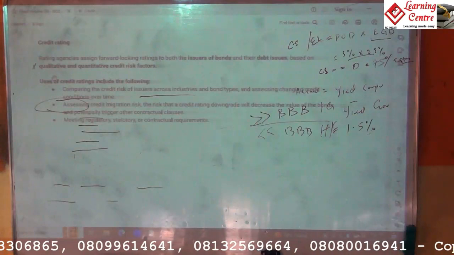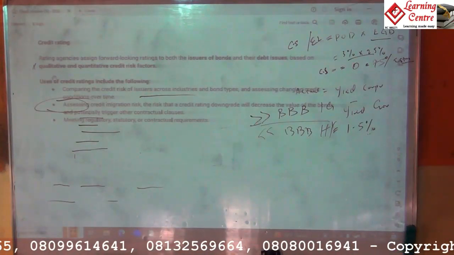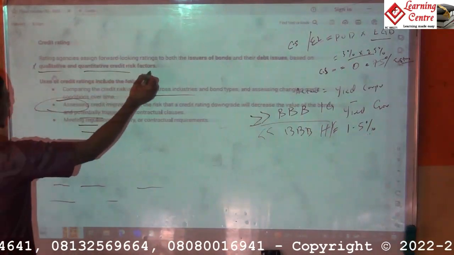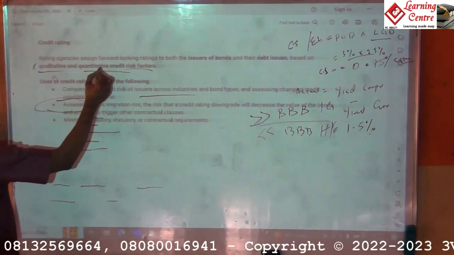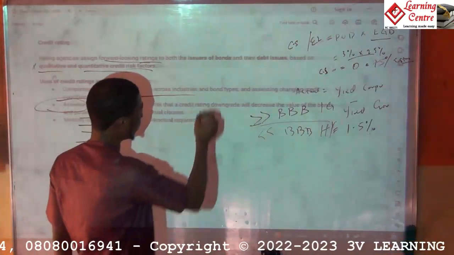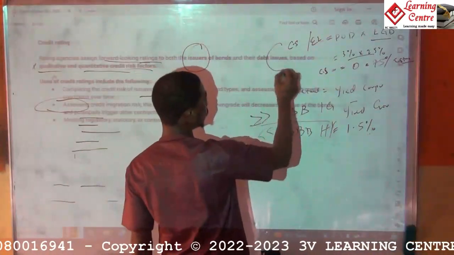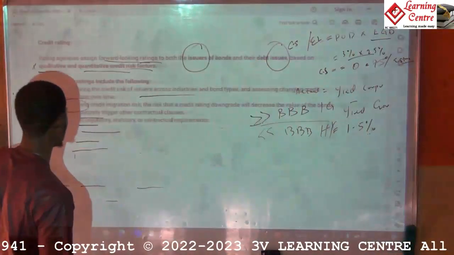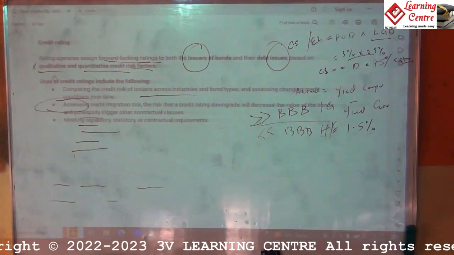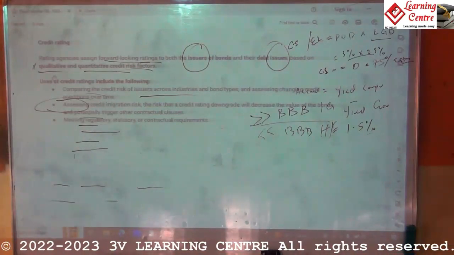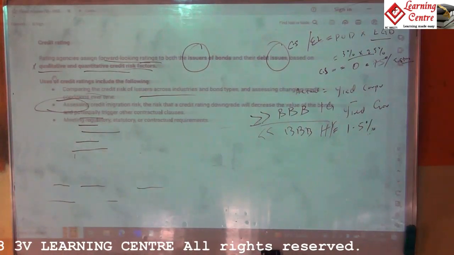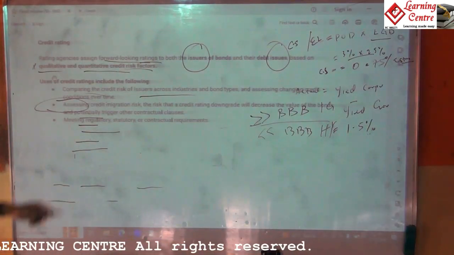Credit rating agencies use quantitative and qualitative credit risk factors to give a forward-looking rating. So we have two ratings: issuer rating and issue rating. How do we use credit ratings? To compare issuers across industries. How risky is one compared to another?